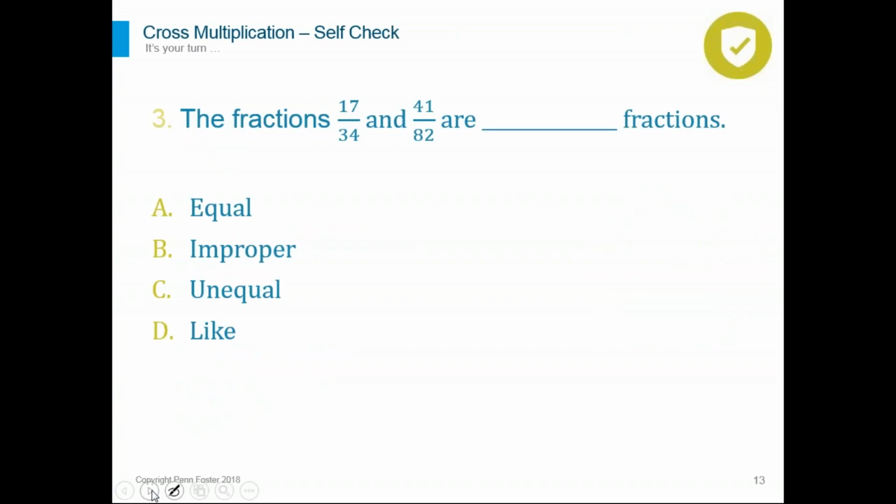Okay, let's do a self-check question on that one topic. The fractions 17 over 34 and 41 over 82 are what fractions? Are what? What do you think? Are they equal, improper, unequal, or like? I would just ignore the option D for now because I want to go over like and unlike fractions. So D is not the answer. But what about the other three?